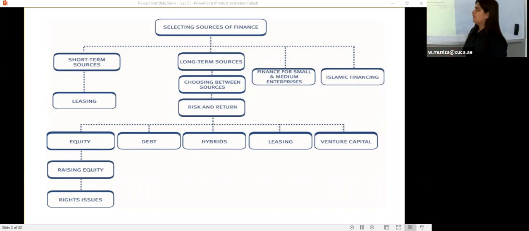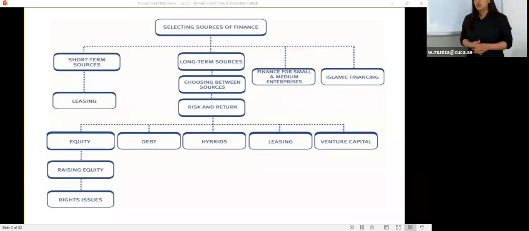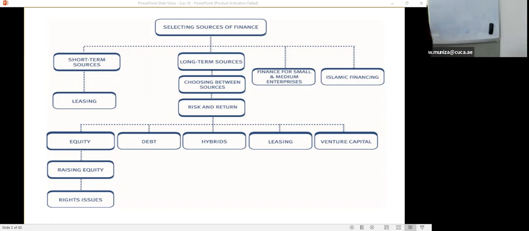Under short-term sources of finance, we are going to have a look at the different short-term sources of finance, including overdraft, including short-term loans, including sale and lease back, and leasing is also going to be included in short-term sources of finance.